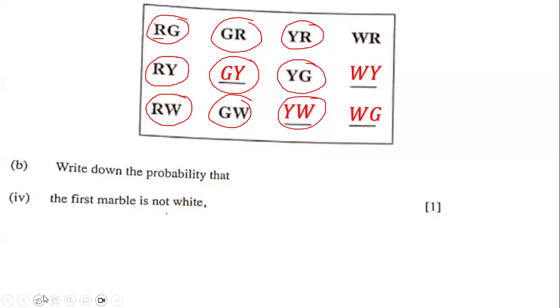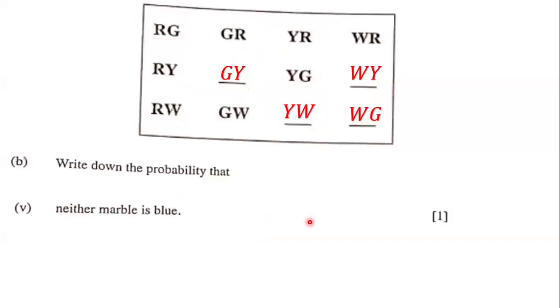But the problem comes with these last three, because all of them start with white. So we can't use them. So the number of times that we have the first marble being not white is going to be 1, 2, 3, 4, 5, 6, 7, 8, 9. So it's going to be 9 over 12, because it's 9 times that this happens and there are 12 possible outcomes. And when we divide that, we get 0.75. And that's the answer to this question.